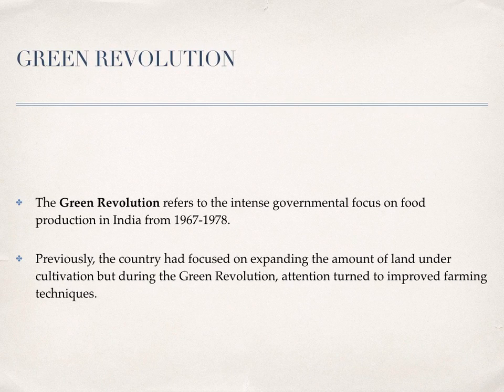Green Revolution. The Green Revolution, this term refers to the intense governmental focus on food production in India, not back in 1947, but from 1967 to 1978. In the past, the country had focused on expanding the amount of land under cultivation, so creating more farms. But the Green Revolution was focused on bringing improved farming techniques into India and increasing the yield on each acre of land.